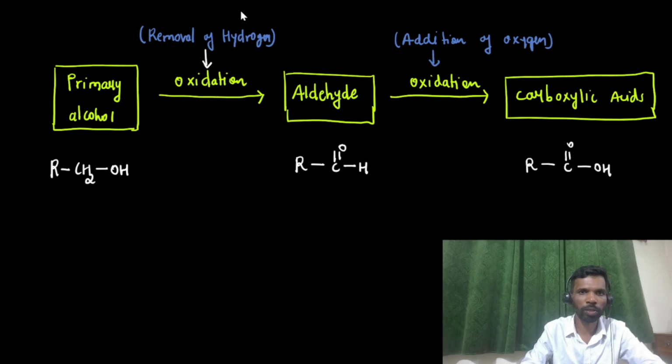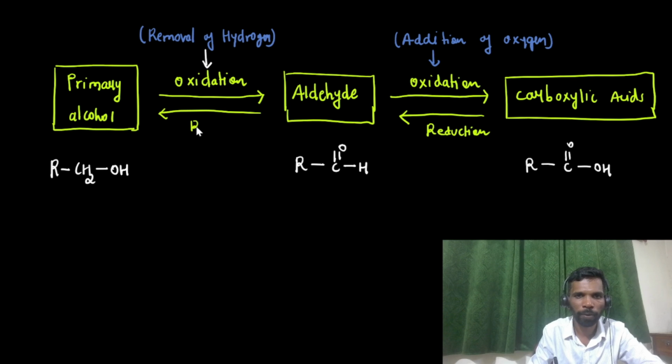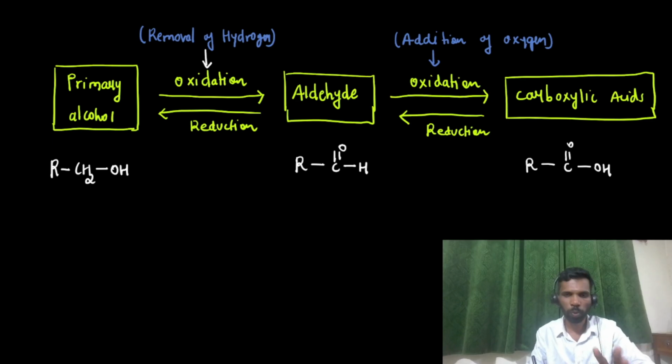Now, if you ask me the reverse, if you do the reduction of the carboxylic acid, what you get is aldehyde. And if you do the reduction of the aldehyde, you get primary alcohol. It is that simple. In this whole process, while you learn this reaction, what is very important is just remembering the reducing agents and the oxidizing agents.